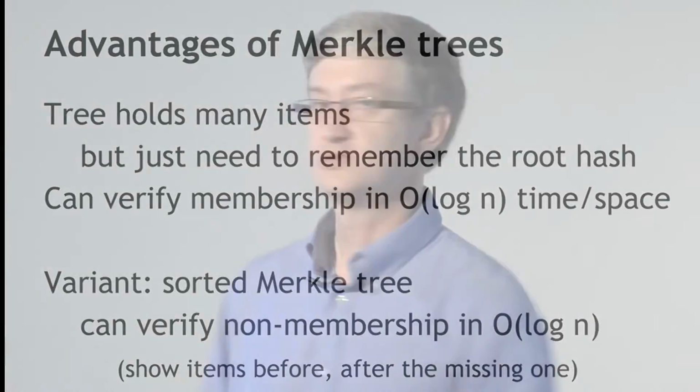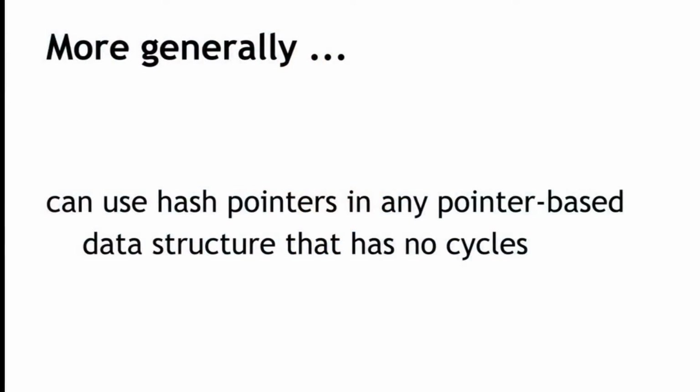All right, so a Merkle tree is a binary search tree built with hash pointers. We can do logarithmic time membership proofs, non-membership proofs if we sort the tree, and it's very efficient. More generally, it turns out that we can use hash pointers in any pointer-based data structure, as long as the data structure doesn't have cycles.